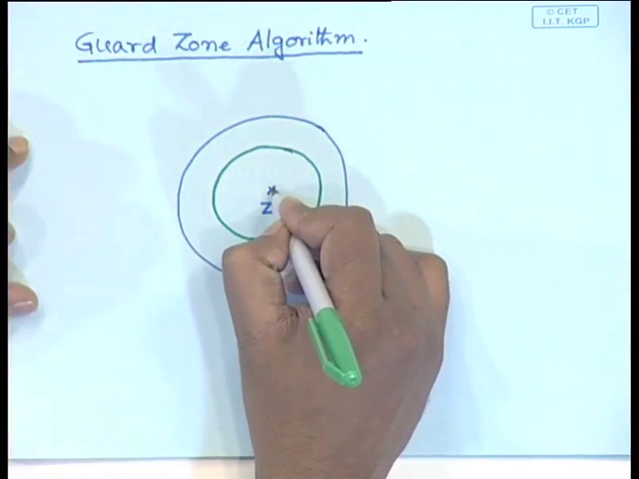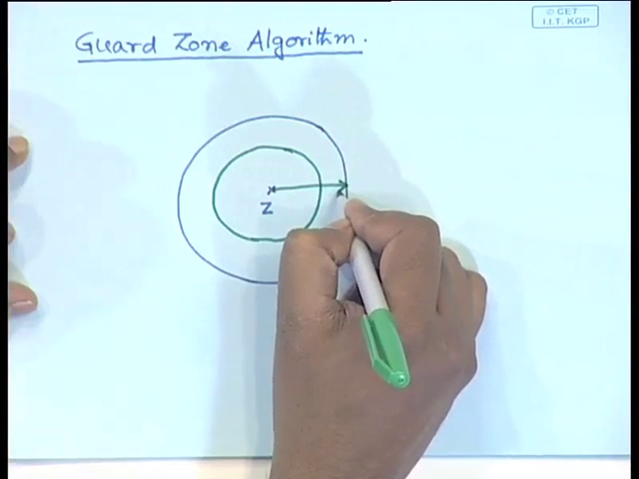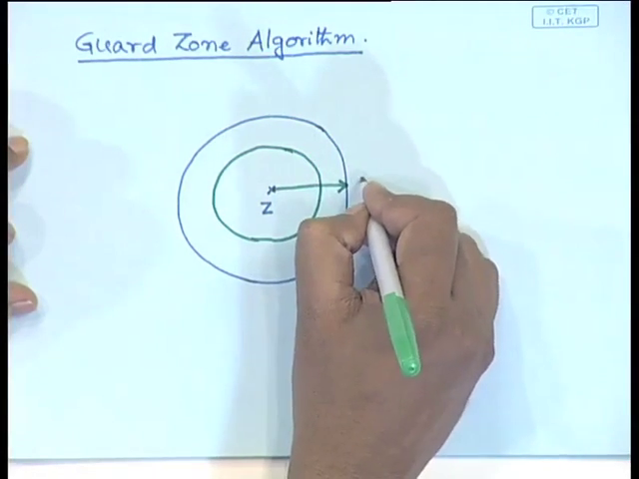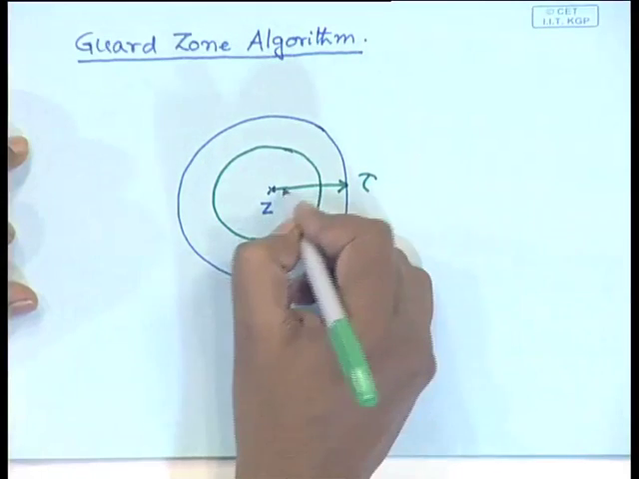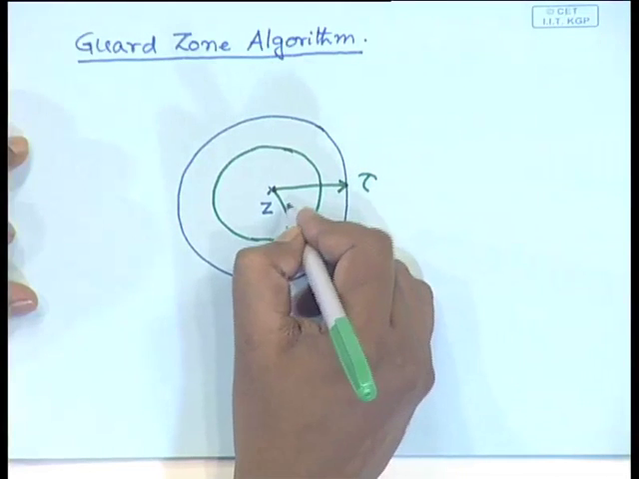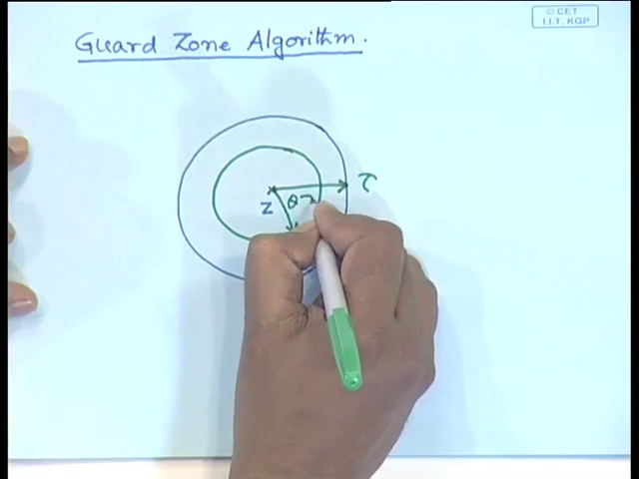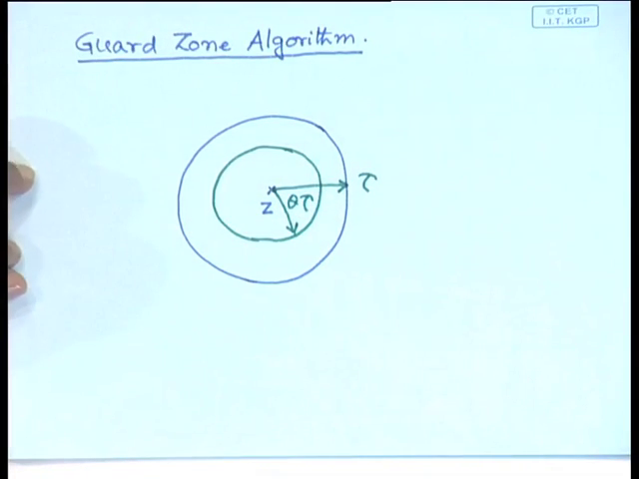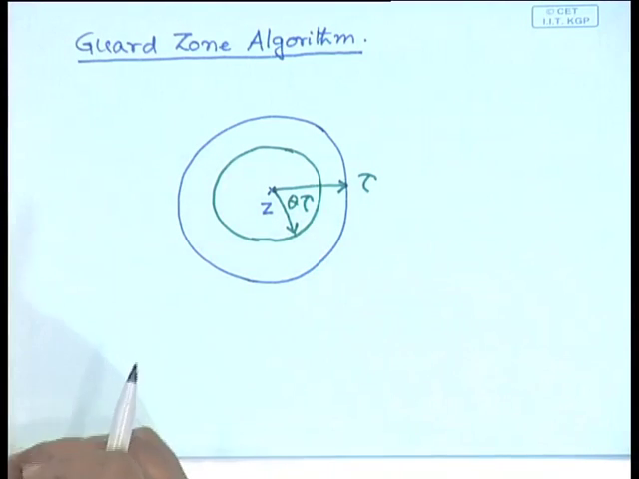Okay. So, suppose this zone is defined by this parameter tau, and this subzone is a fraction of this parameter. So, let us put it as theta times tau. Okay. So, the algorithm works like this.